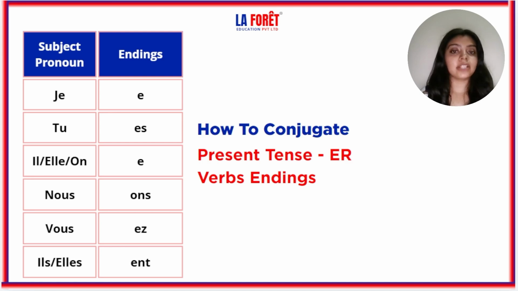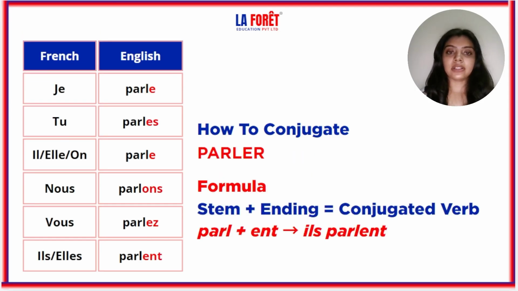Now you know what the endings are, and you also know that we have to cut er and there is a stem. Let's join it now. So it will be je par. We have already taken the stem here. Then now you will be adding the endings that we did just now. So it will be par with e, then par, es, then parlons, parlez and parlent.